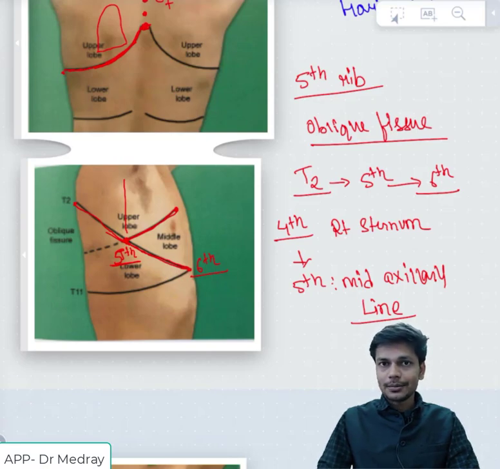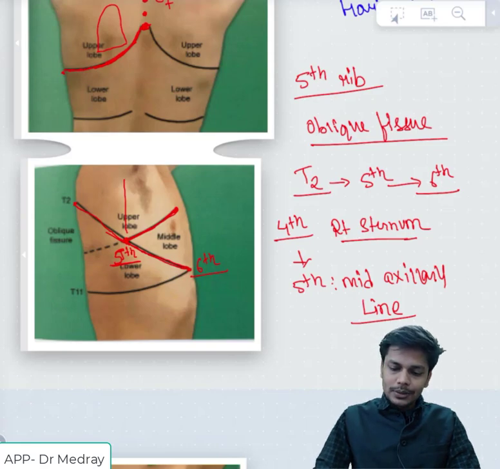Then to draw the horizontal fissure, we start from the right side of the sternum, as the horizontal fissure is located only on the right of the lung. So we start from the 4th rib on the right side of the sternum. We draw a straight line again to reach the mid-axillary line at the 5th rib. So this is the horizontal fissure of the lung.